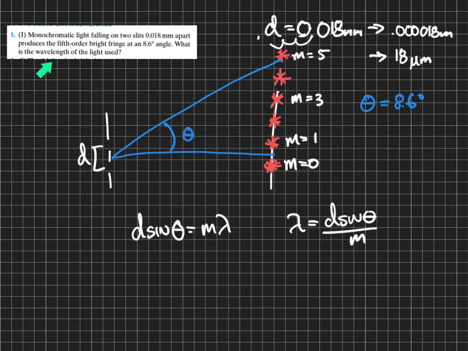It asks simply for the wavelength of the light used, so I can use my equation d sine theta equals m lambda. I can solve for lambda because d is given, the angle theta is given, and m is going to be five for the fifth order fringe. So that's how I would set up that first problem.